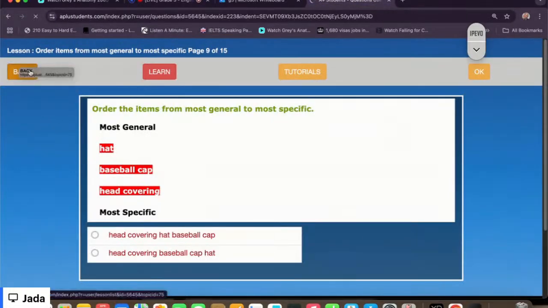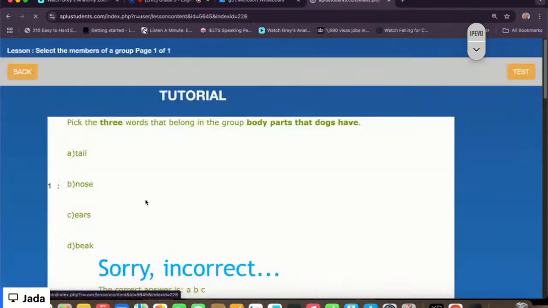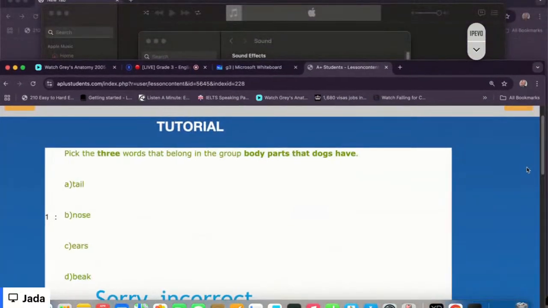So that's it for this first lesson, which is ordering items from most general to most specific. Let's move on to the next, which is selecting the members of a group. Basically you have to select members of a certain group.